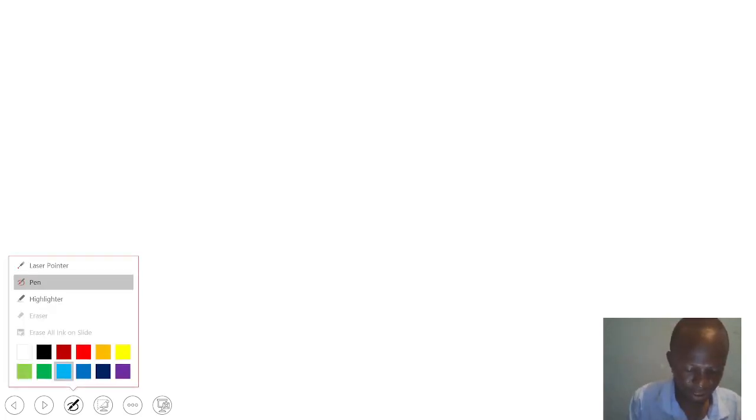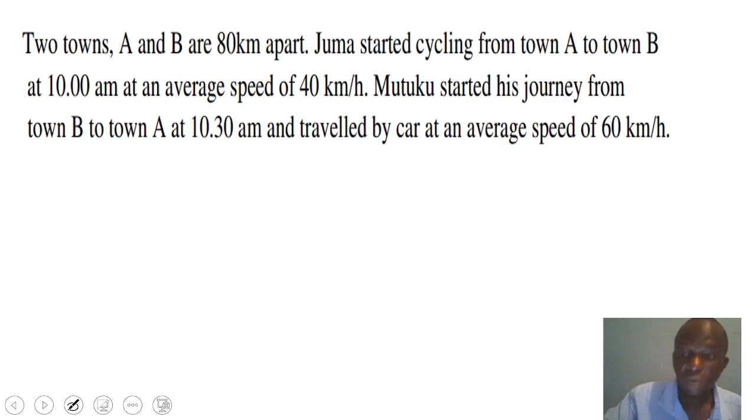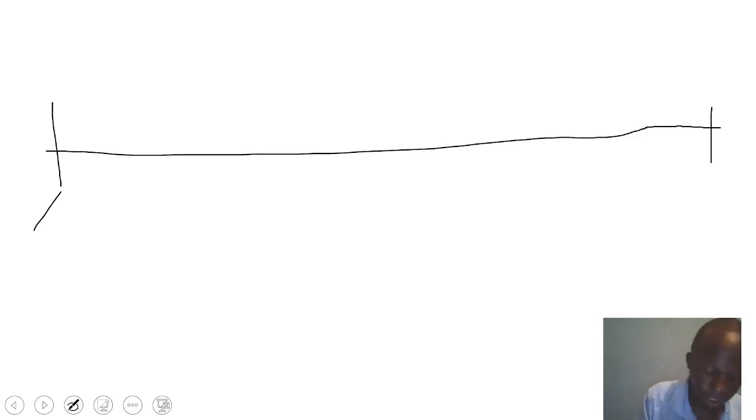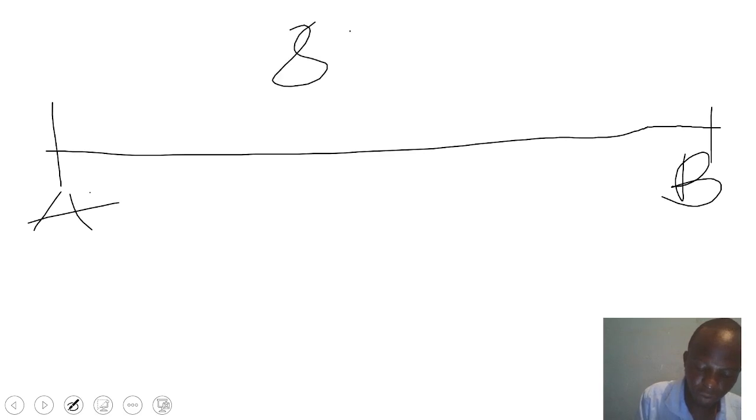It is always important that when you're talking about linear motion, you come up with a sketch. So let us draw a sketch showing the two relative motions. We have town A and town B, which are 80 kilometers apart.